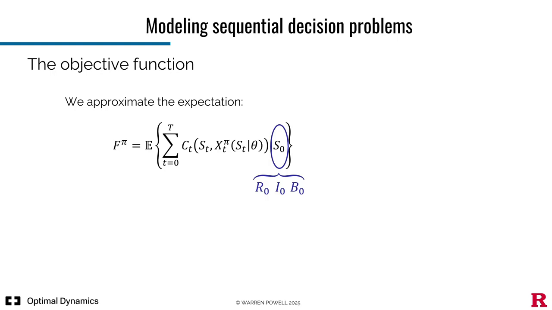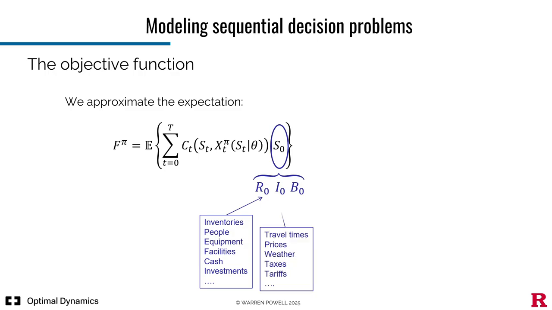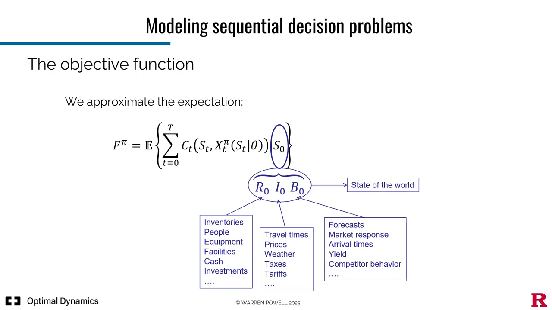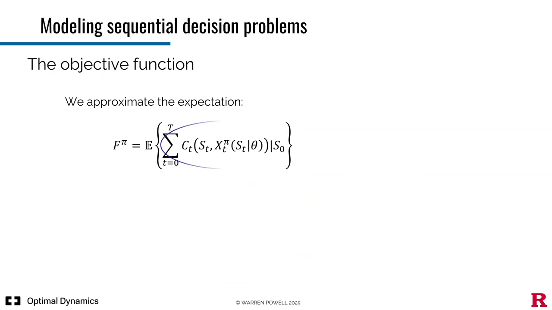Now, the objective function, let's say we're going to use the online version of it, it's conditioned on S0. That's the initial state variable. This is the information that I start with. Now, R0, that's the physical side. That's my inventories and people and equipment and whatnot. I0 is what I call other information. This is parameters and anything that I might know perfectly, because B0 contains beliefs, forecasts, market response, arrival times, yield. This is what I don't know perfectly. Now, these three sets of variables, this is the state of the world. Now, state variables, this is the initial state that drives the whole system.